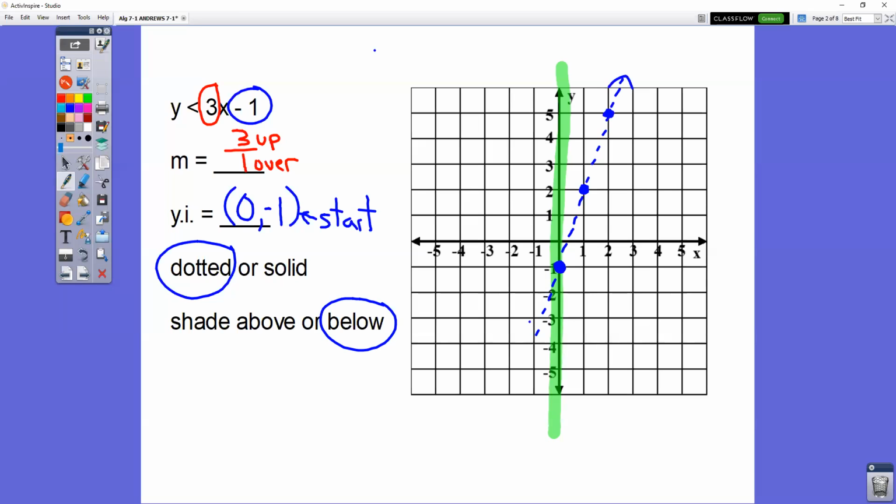Make sure you put arrows on your lines. And then we are going to shade below the line. Now, below the line, think about the line as like a hill, all right? We're going to shade below the ground.